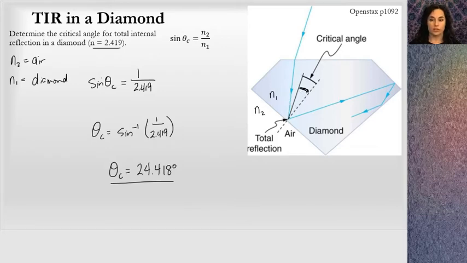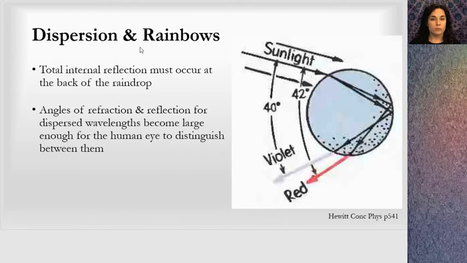There's a few applications that I wanted to show you about total internal reflection. The first is dispersion and rainbows.